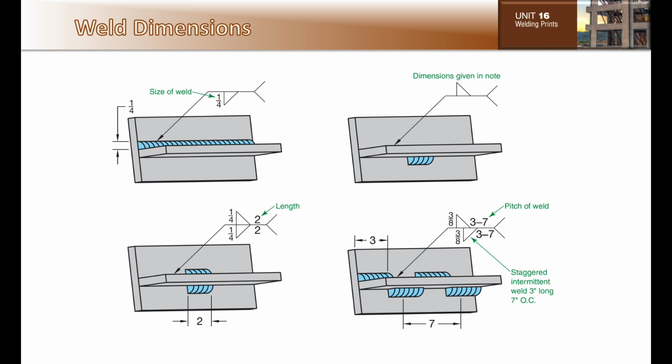or this more complicated weld specifying a 3/8 inch weld 3-7 inches on both sides, noting a length of 3 inches and a pitch of 7 inches on center. If needed, stop the video here and familiarize yourself with these welding nomenclature identifications.